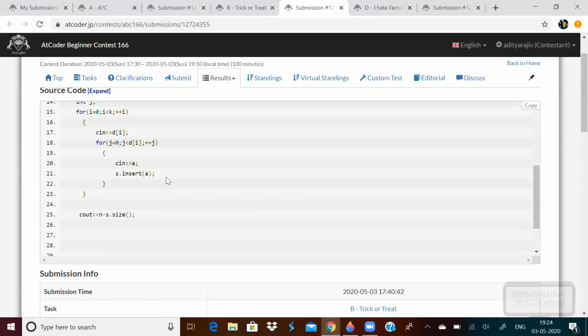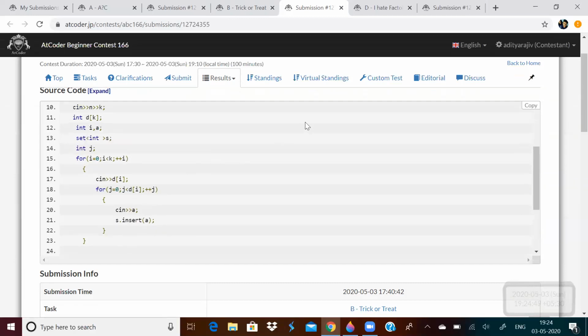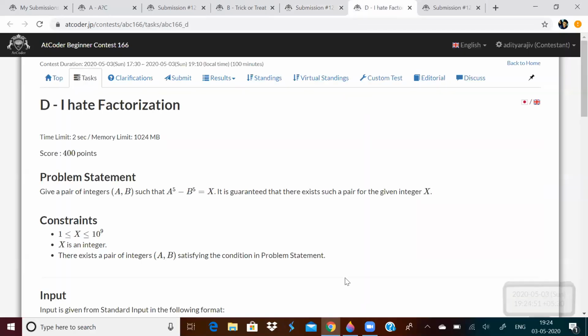We just have to find how many snukes do not have a snack, right? So however many elements are present from 1 to N, that many have a snack. And however many elements are not present from 1 to N, that many will be the victims. That is what I have done in this line, N minus the size of the set. You will get the number of victims. So this is also fairly easy. Let us look at problem D.